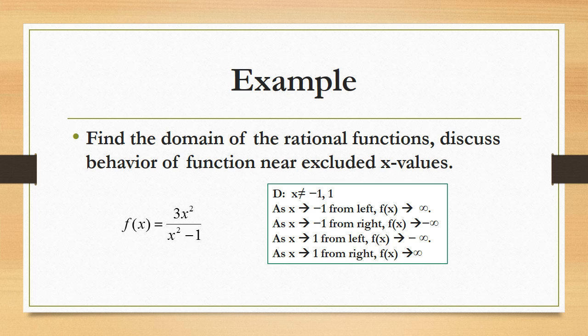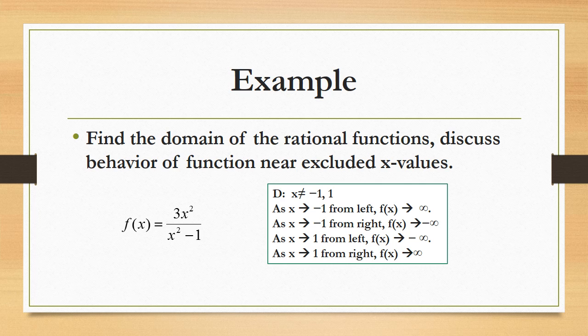Okay, so if you factor the denominator, you get x plus 1 times x minus 1 because this is a difference of 2 squares. Or you could just set x squared minus 1 equal to 0 and solve. In both cases, you're going to get negative 1 and 1. So x cannot be negative 1 or 1. So now we've got 2 asymptotes, so we have to describe what happens on both sides of both asymptotes.